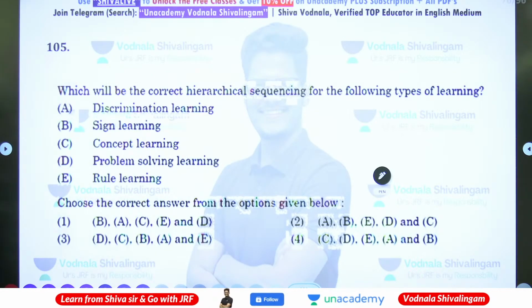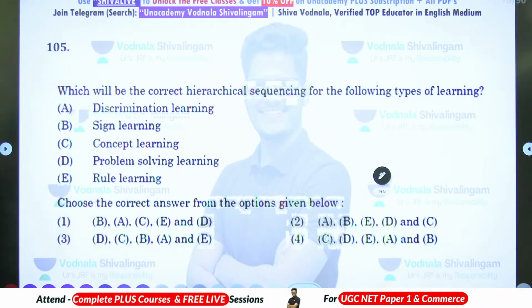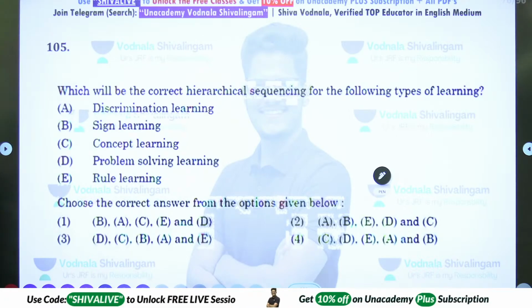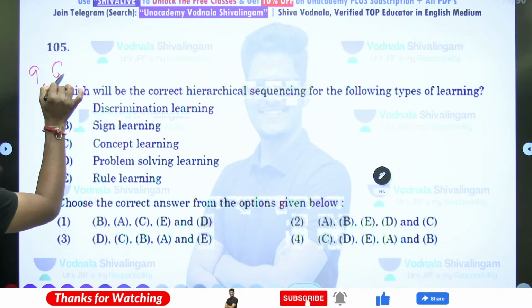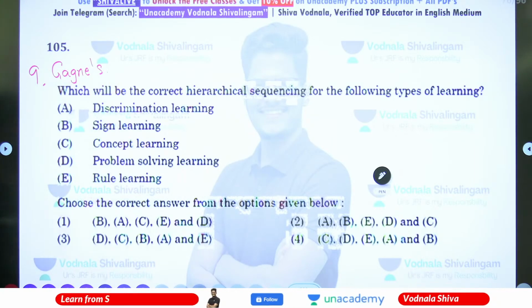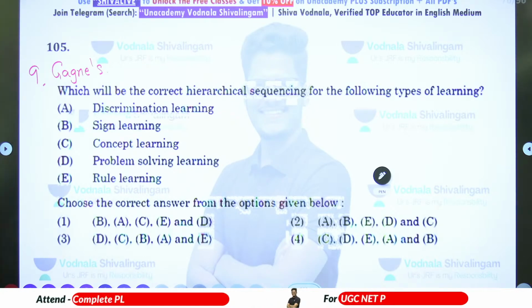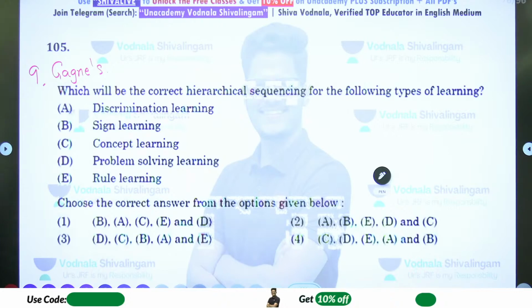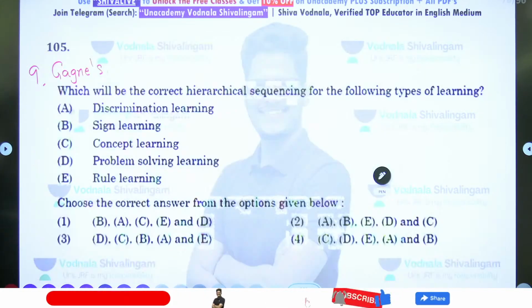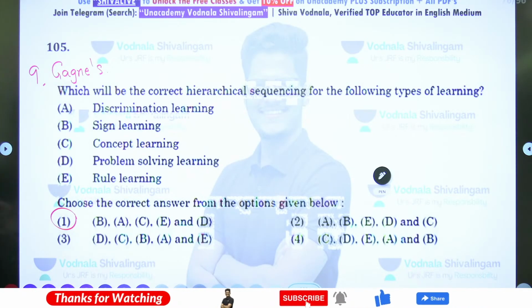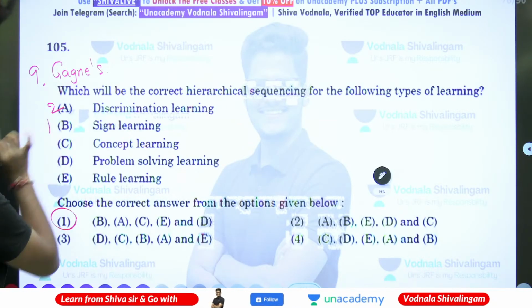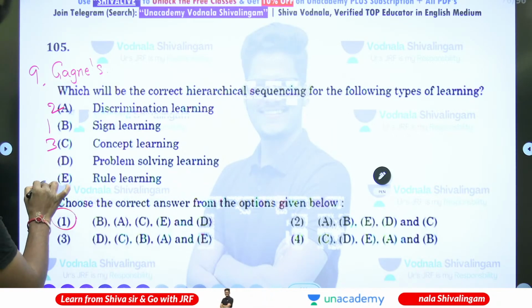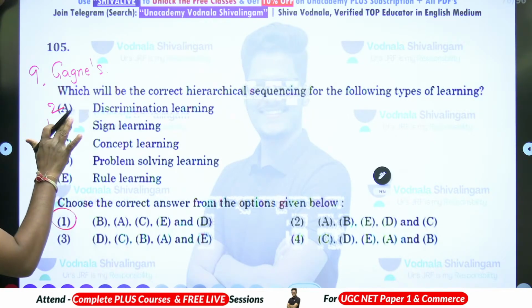Which will be the correct hierarchical sequence for the following types of learning? This is again the 9 levels of Gagne. Based on that, you need to answer quickly. So the answer for this question is that A. BACED. Let me tell you. BAC. First signal learning, later discriminative learning, later C concept learning, later E rule learning, and problem solving is the last one. Out of the given options, this is the sequence.